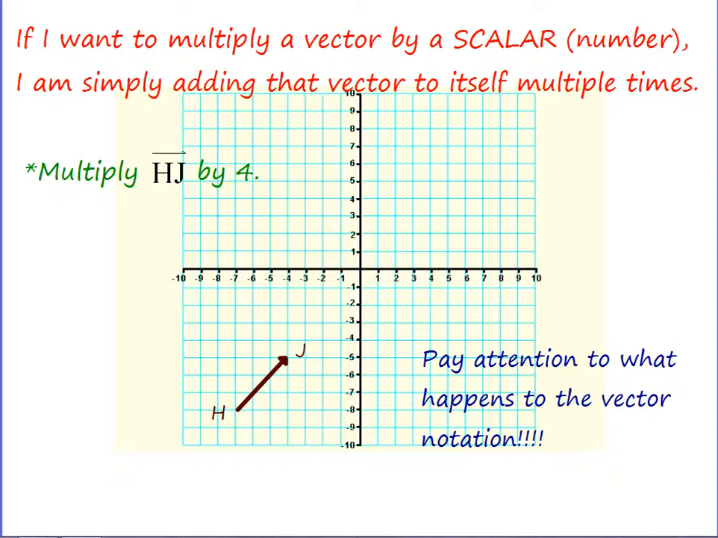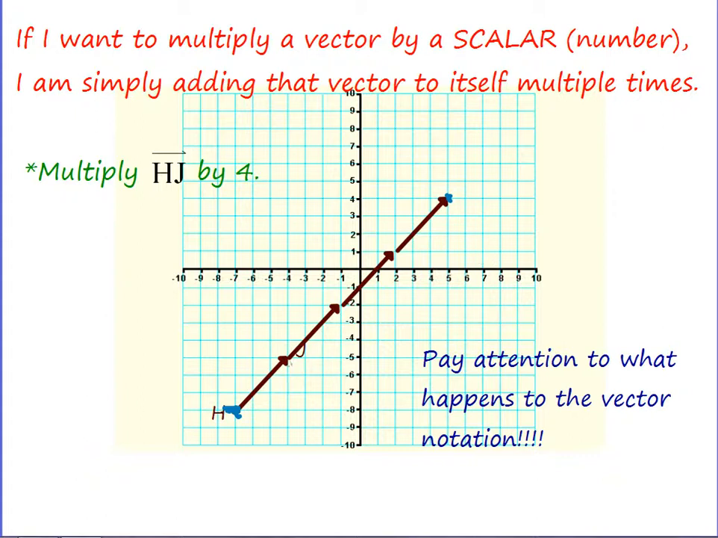So I'm going to multiply vector hj by 4. I need to make 3 more of those vectors. Remember, when I add vectors together, one ends where the other begins. So I'm going to move these so that they are end to end, or at least as close as I can get them. My final resultant vector goes from the beginning of my first vector to the end of my last vector.